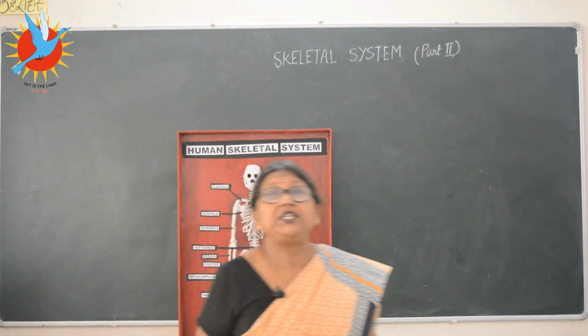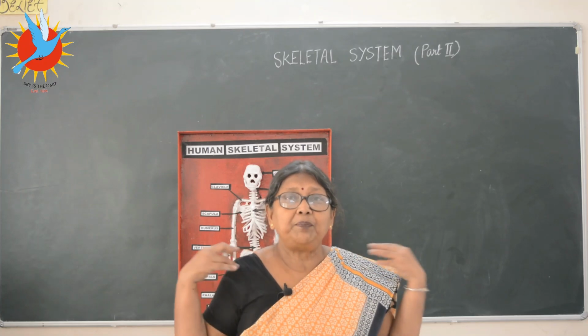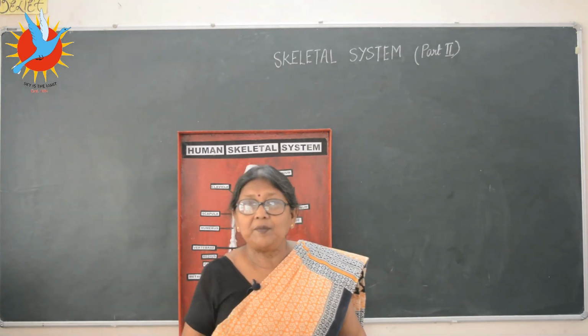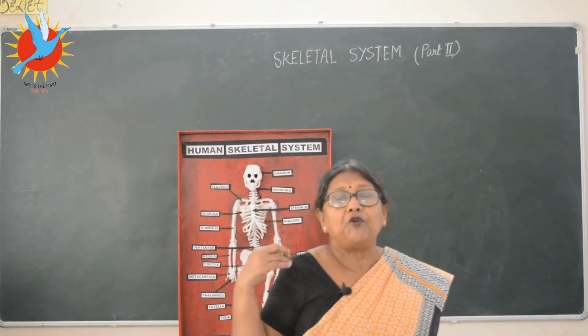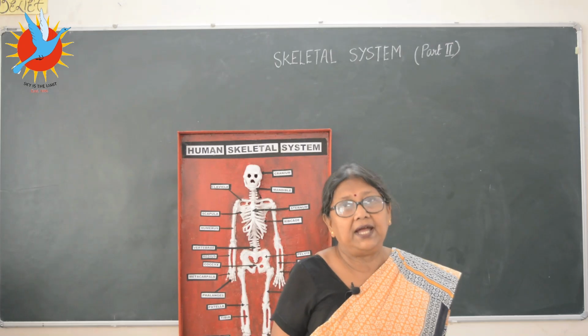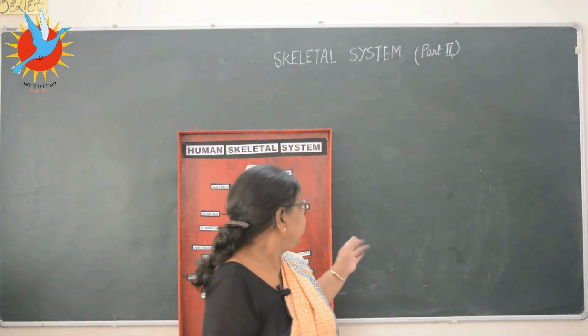Which part of your body is called the limbs? The two lateral parts that we have got, the hands and the legs. Normally in scientific terms we call them forelimbs. The hands are called the forelimbs and the legs are called the hind limbs. So we'll start with the limbs today first.